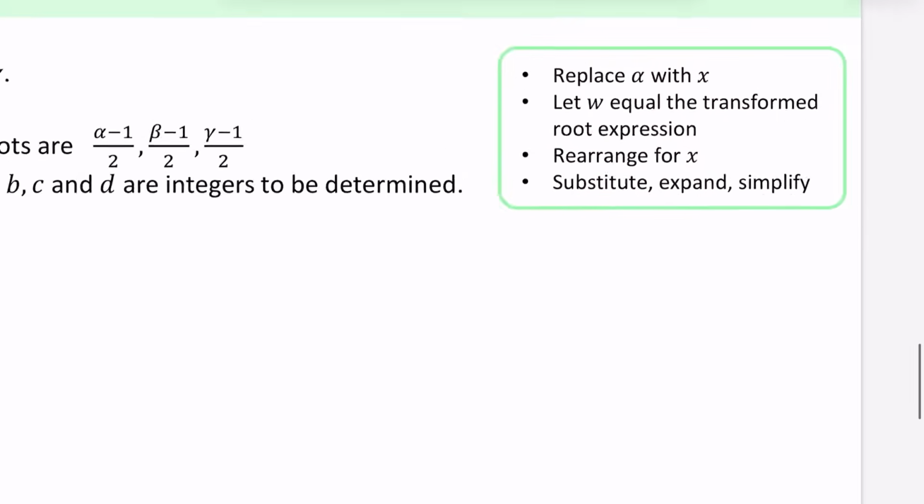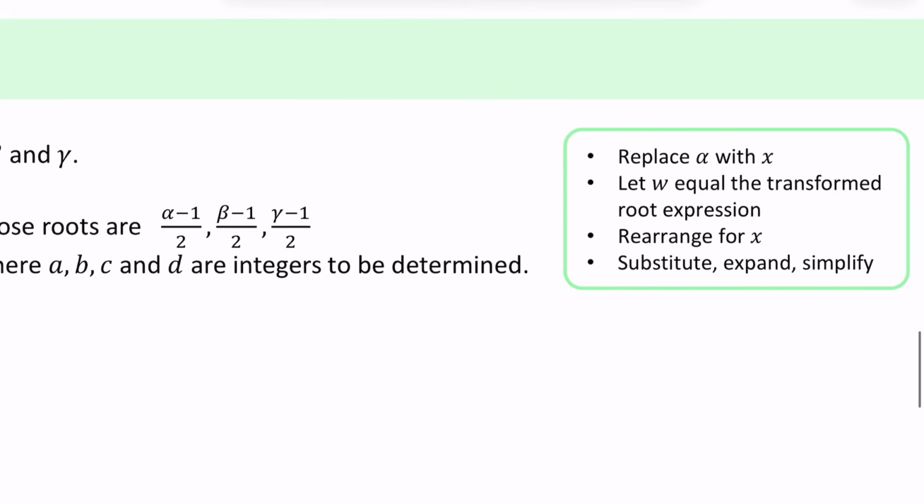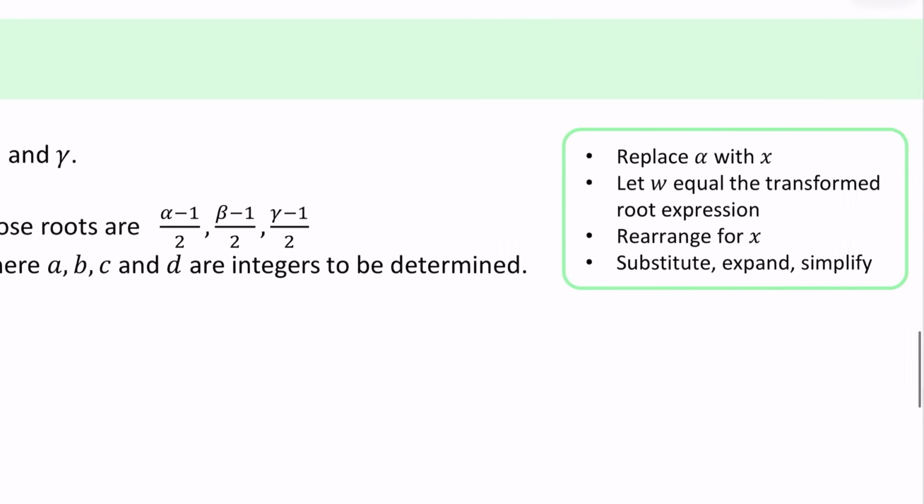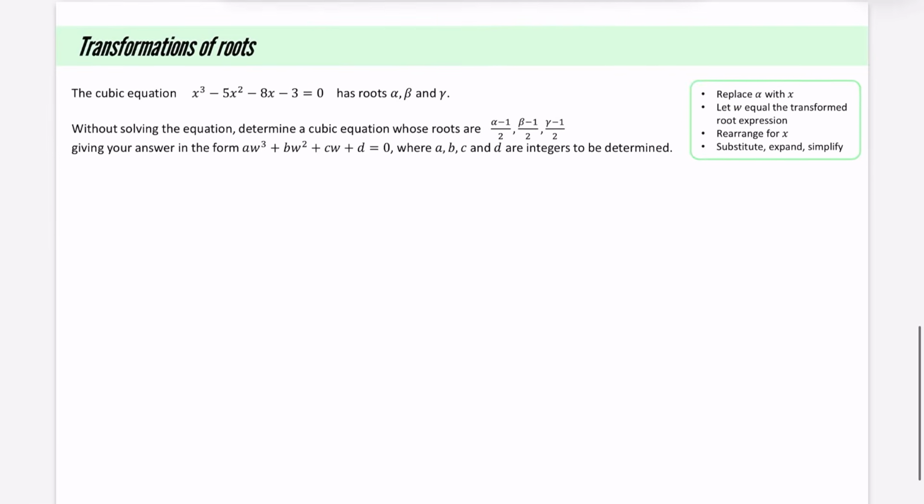So the technique we use for this is let's just replace alpha or beta or gamma, these things here. Replace these parts with an x. Let w equal this transformed root expression. Rearrange it to find out what x is. We can then substitute it back into here. And then we just expand and simplify. This is usually sort of one of the easier questions, but it is very easy to make a mistake.